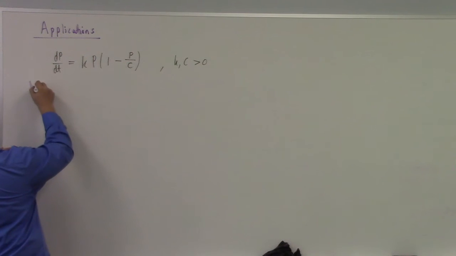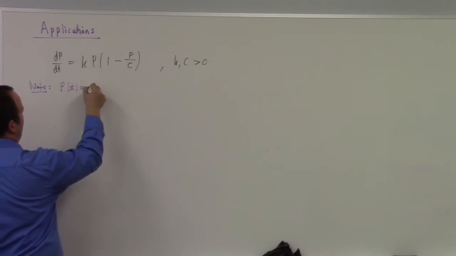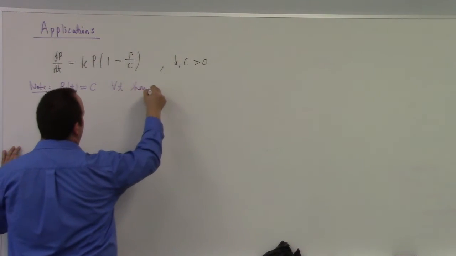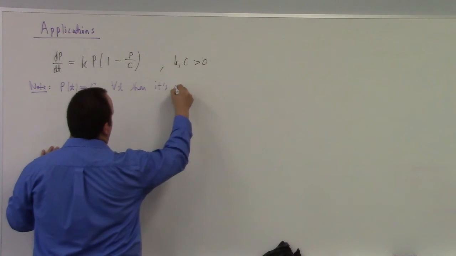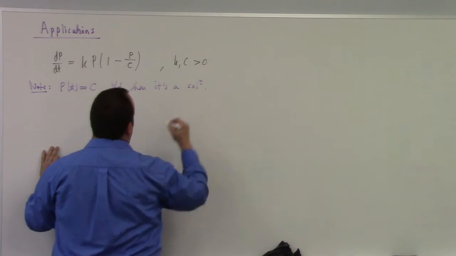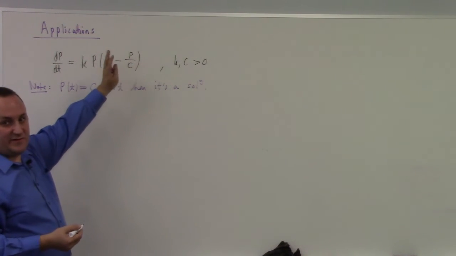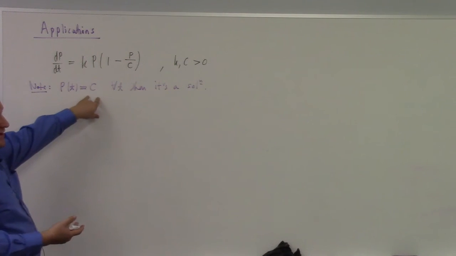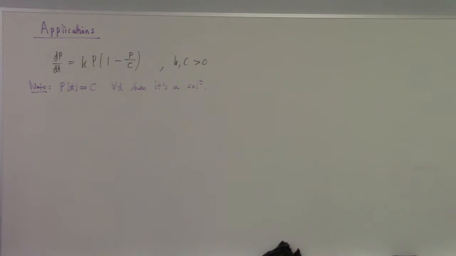Like, notice, if I have P of t equal to C for all t, then it's a solution, right? Check it out. If you put this formula in here, you get 1 minus 1, which is 0. On the right-hand side, you get 0. On the left-hand side, what's the derivative of a constant? Yeah, 0. So 0 equals 0, and that's an equilibrium solution.